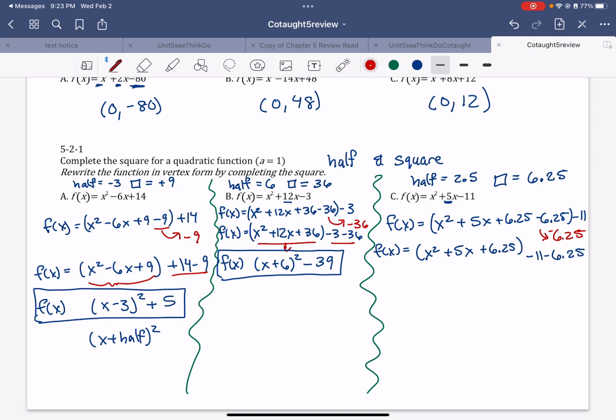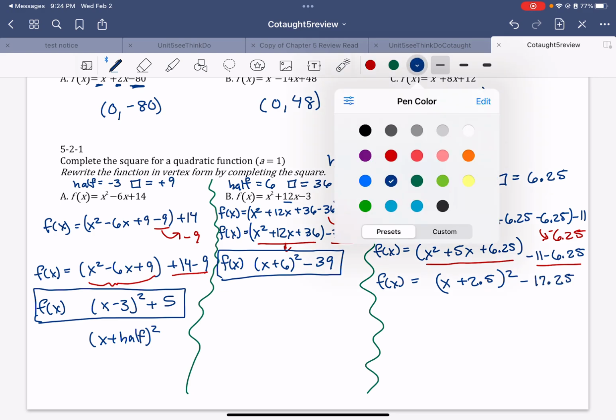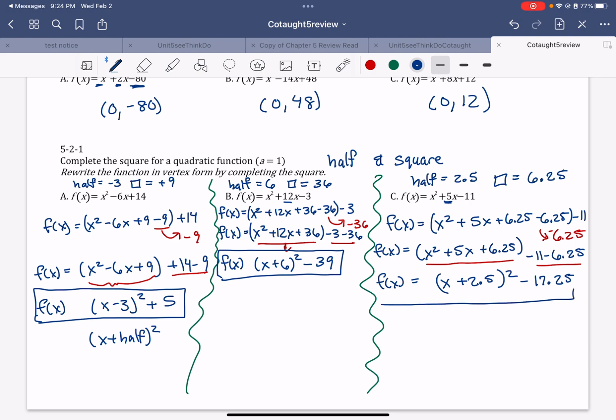All right, I'm going to rewrite my square. My perfect square gets rewritten as x plus 2.5 squared. And then my constants on the outside become negative 17.25. All right. There we go. All right. Let's move on to the back page.